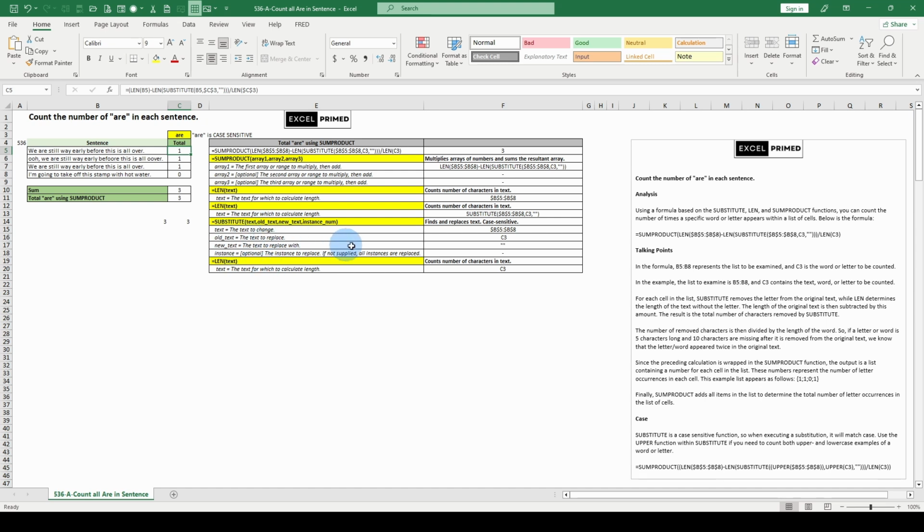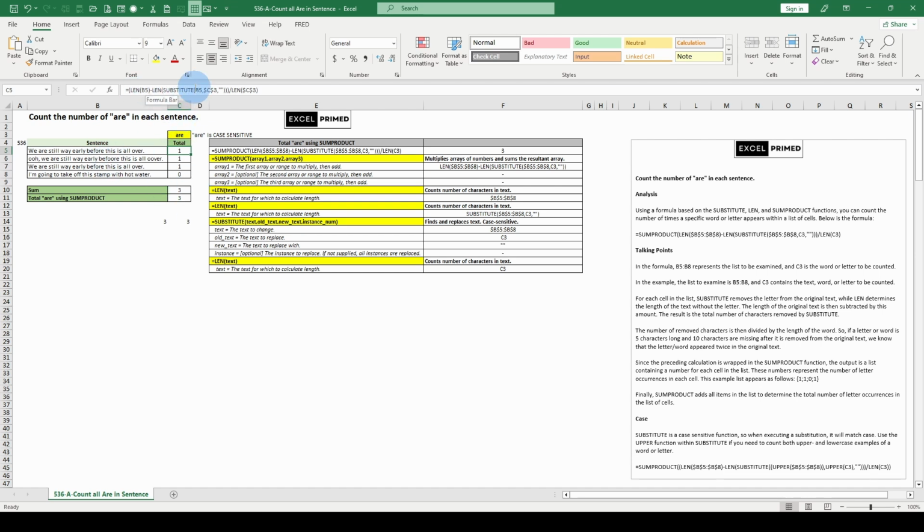Okay, go to substitute. Find and replace text case sensitive. We have the text. Here we have text, which is B5. Old text, C3. What are we going to do? New text. What if we take the length of B5 minus our substitutions? Those are going to be blanks.